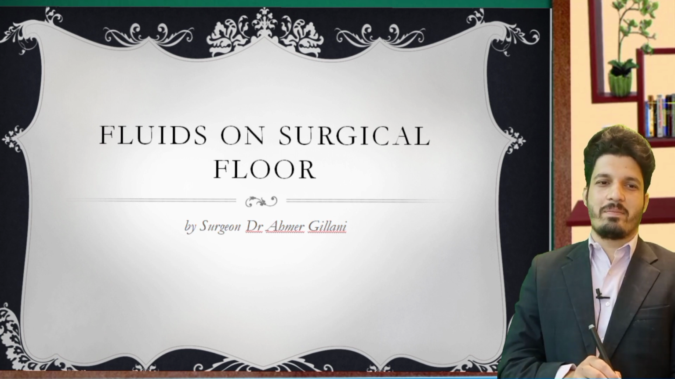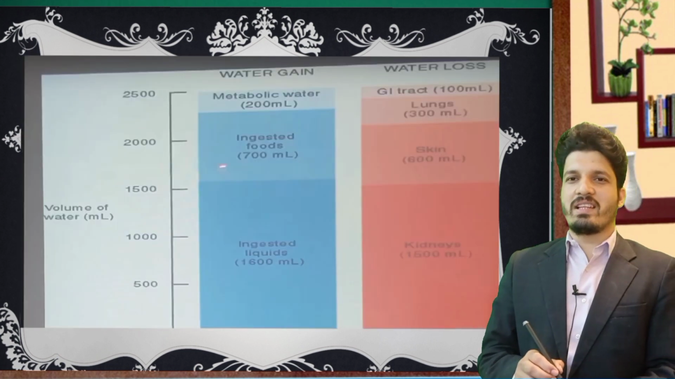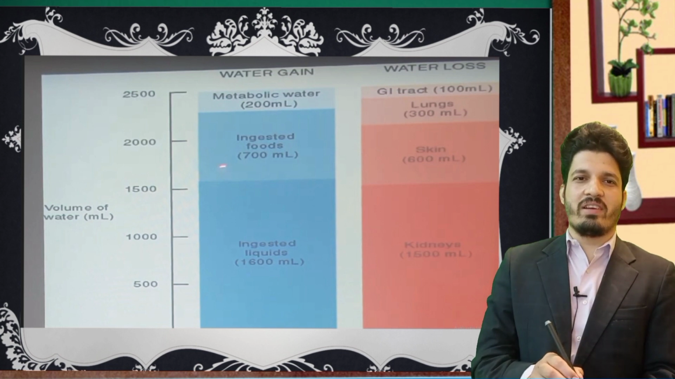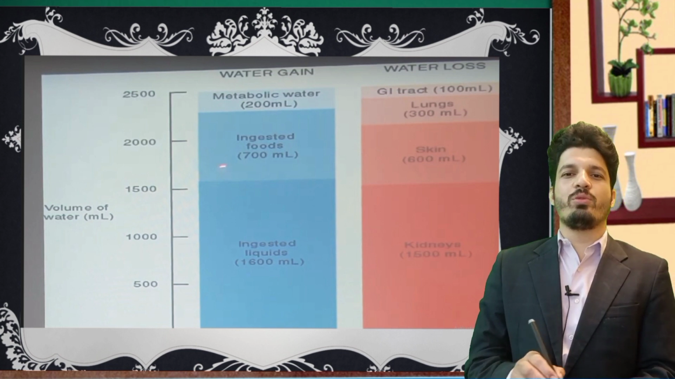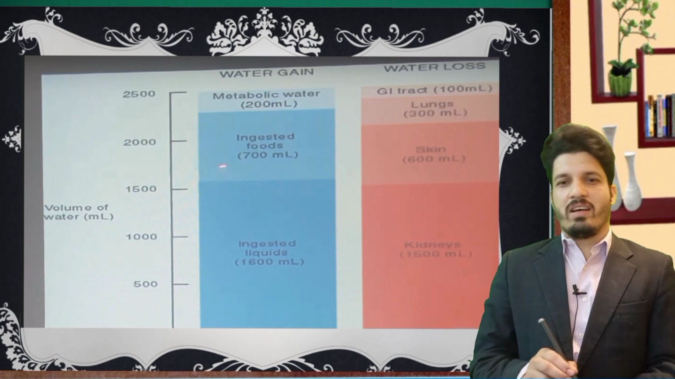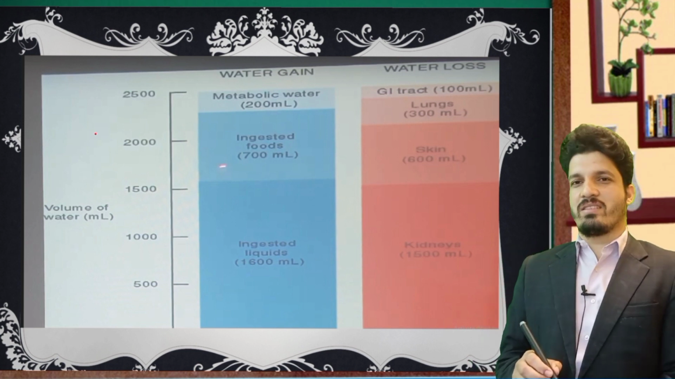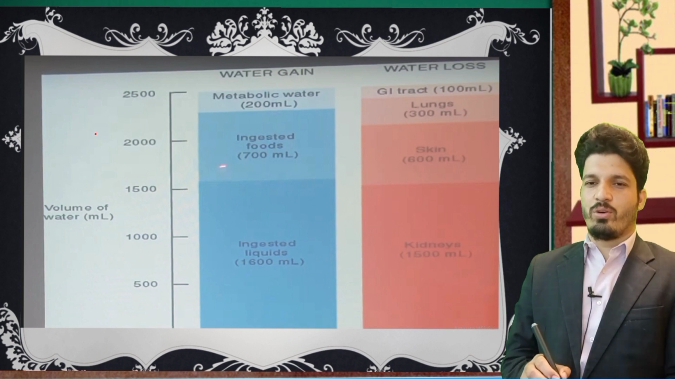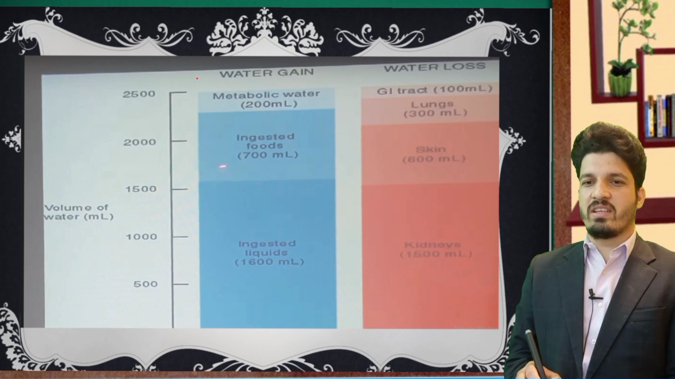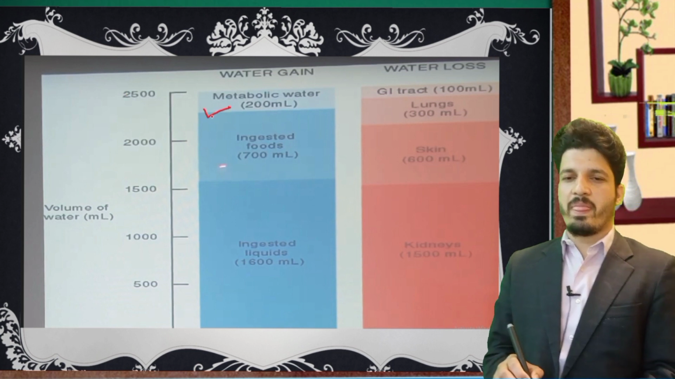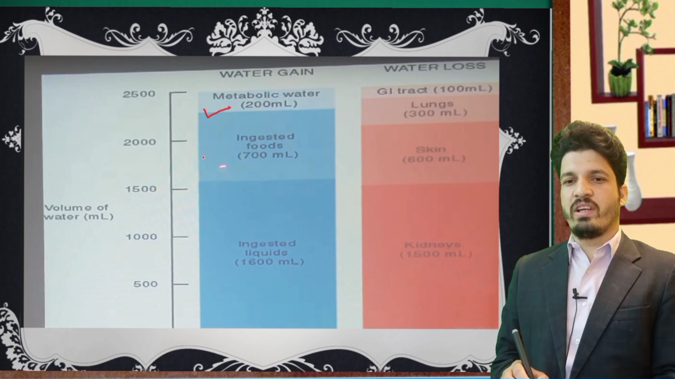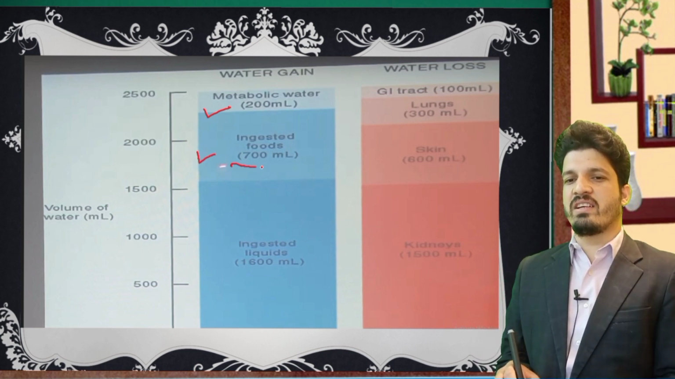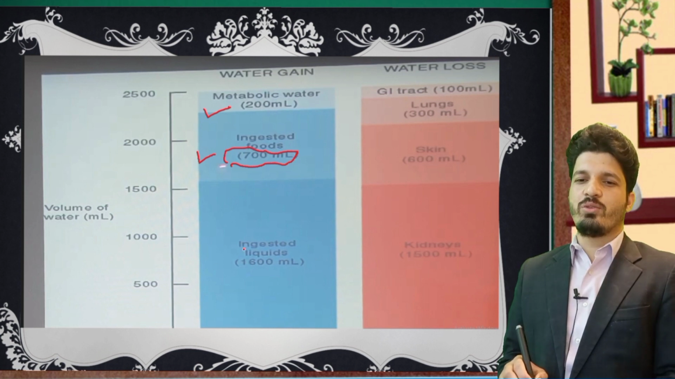So let's start. First of all, this slide is very much compulsory whenever you discuss fluids and electrolytes. And remember always, the water gain will be equal to the water loss. So from where do you gain the water? You gain water from metabolic water, that's 200 ml. You ingest food and it contains 700 ml of water, and you also ingest liquids and they contain 1600 ml of water.